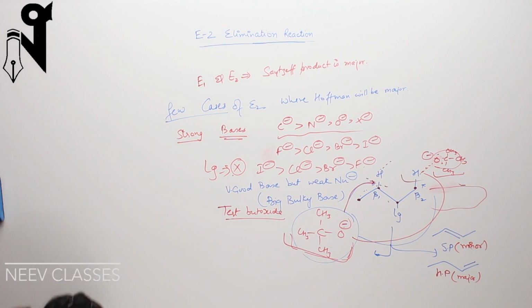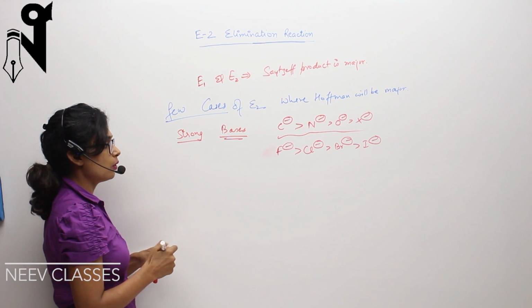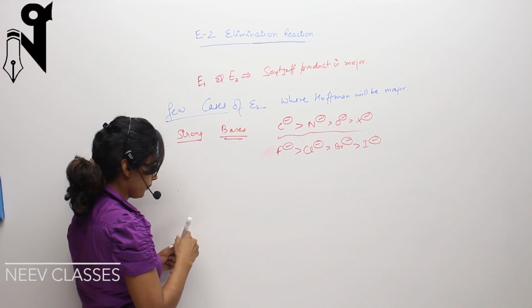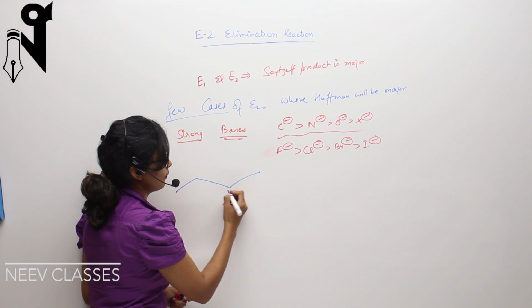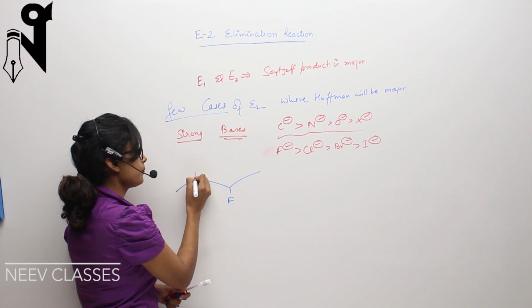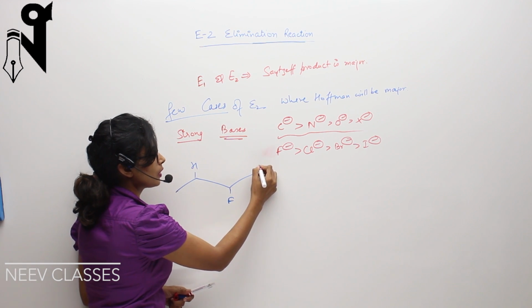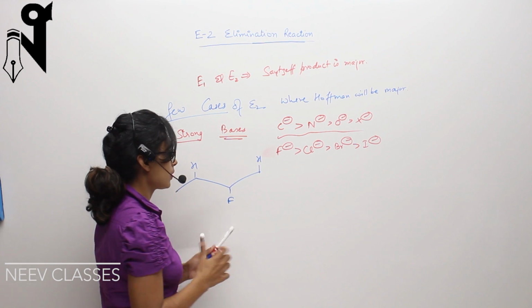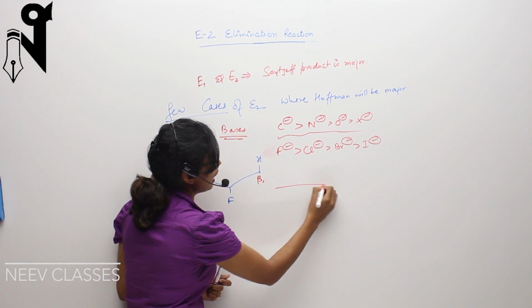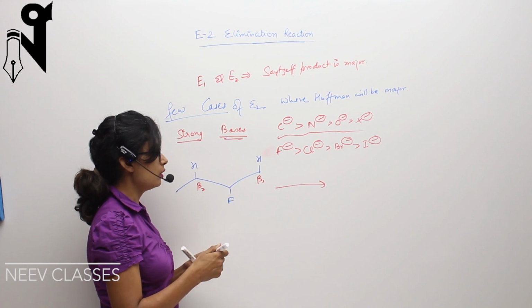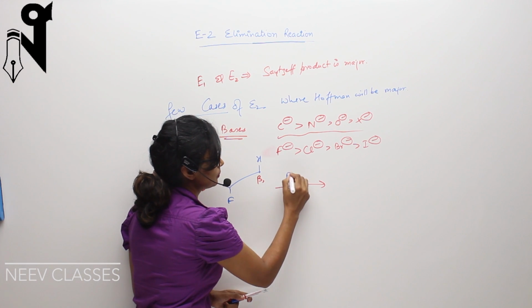So let's see. Let's take the example of this chain. Let's say I have fluorine over here. This is hydrogen. This is also hydrogen. This is beta 1 and this is beta 2. And I have a normal base over here. Let's say RO minus.